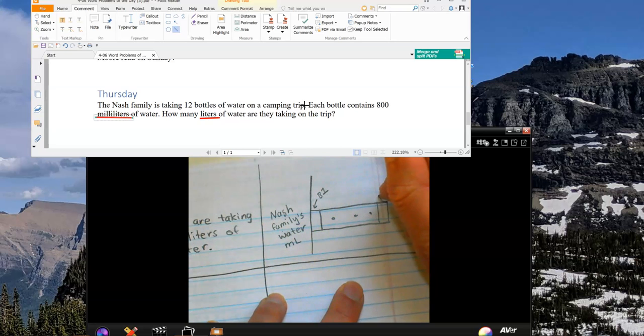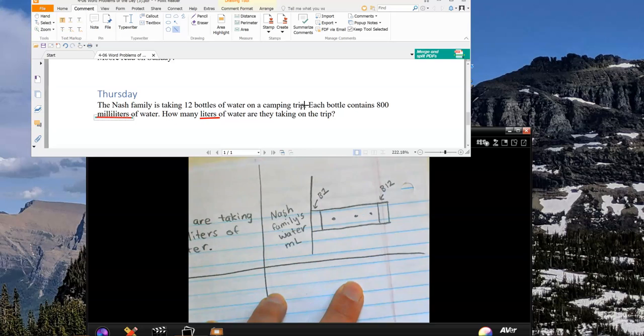We know how many bottles of water they have. So I'm going to number it as B12 for 12th bottle. So I showed that the Nash family is taking 12 bottles of water on a camping trip. And I don't need the rest of that sentence, so I'm going to take it off.